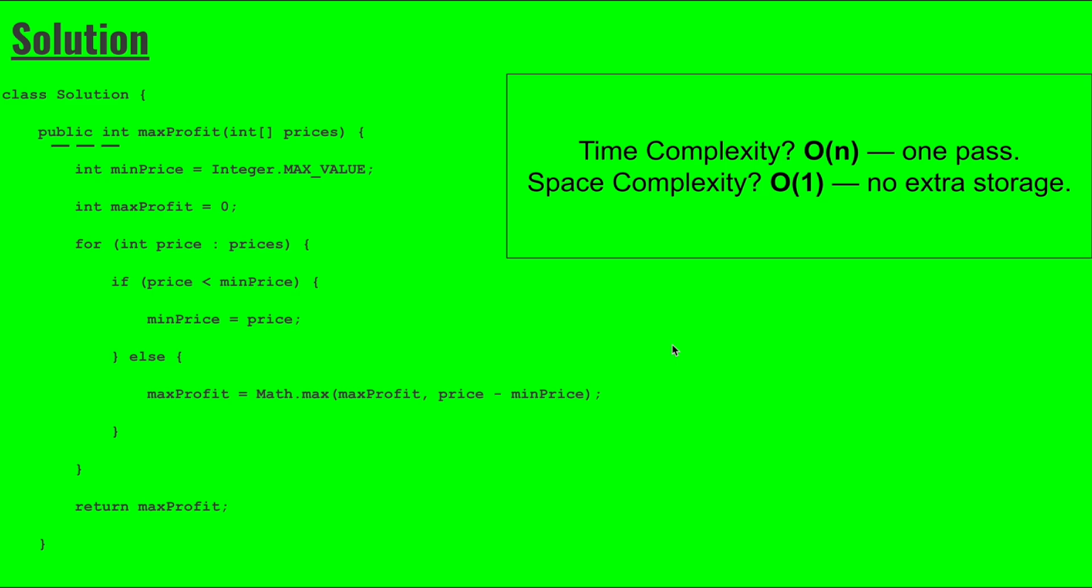The interviewer may ask you, what if the prices are decreasing, like 7, 6, 4, 3, 1? So no profit is possible. If it is in decreasing order, like 7 6 4 3 1, there will be no profit. So our code should handle it and return 0. You can tell them about that.